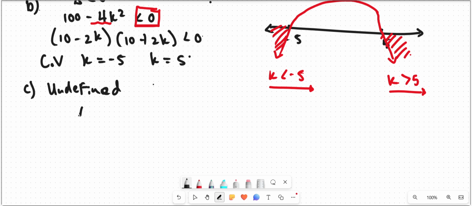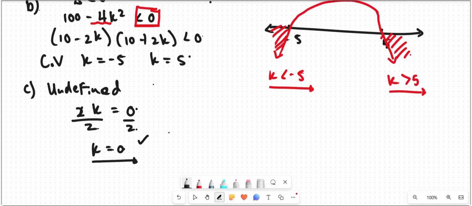So I'm going to take the 2k and make it equal to 0. And so I just divide by 2 on both sides. So k has to be 0 for these roots to be undefined. So that's the value of k. And there we go. We're done.